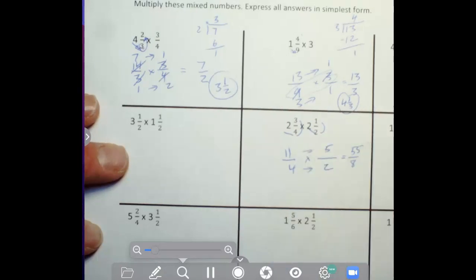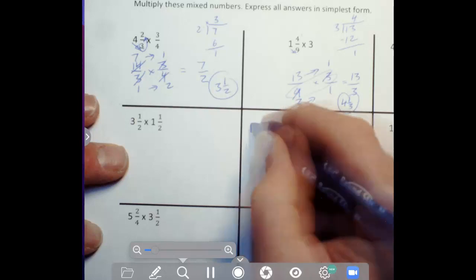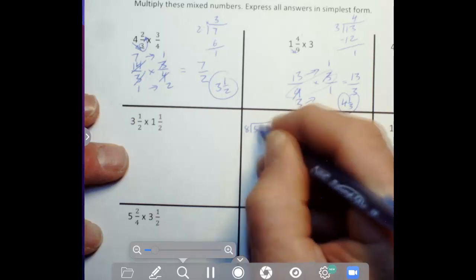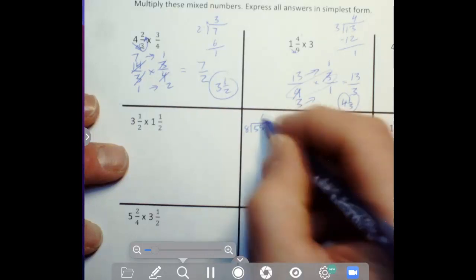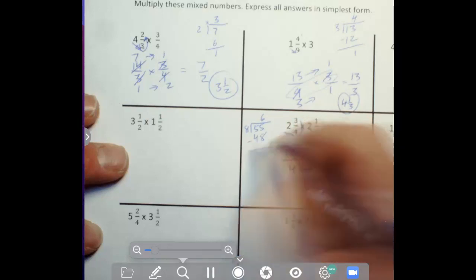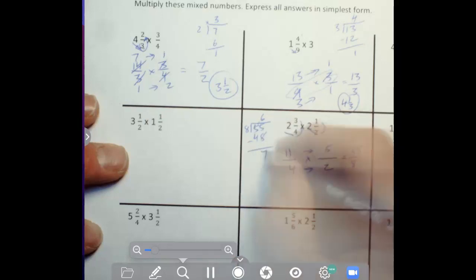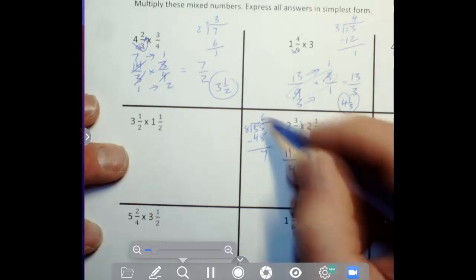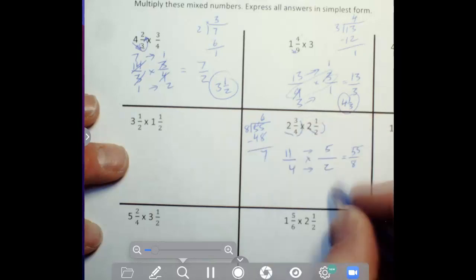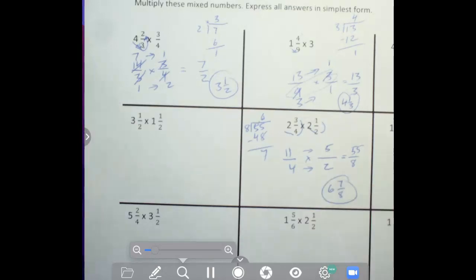So I have 55 divided by 8. I'll do it over here this time. 55 divided by 8. 6 times 8 is 48. I think that's as close as we're going to get. Looks like you have 7 left over. So it's 6 7/8 is our answer here. All right, good luck.